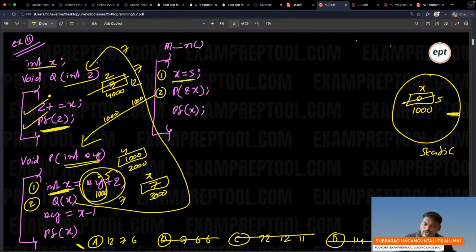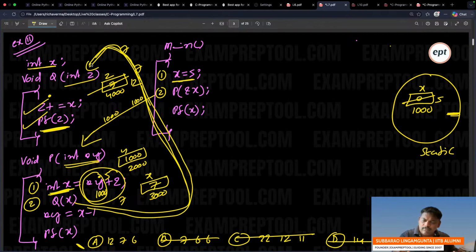From which place you came, go back to the same place. That is the meaning of function over. Whenever a function is over, you go back to the place you came from. That is the meaning of the pop operation. Push means you push it, and whenever the function is over, you pop it. You came here. So first line over, second line over.